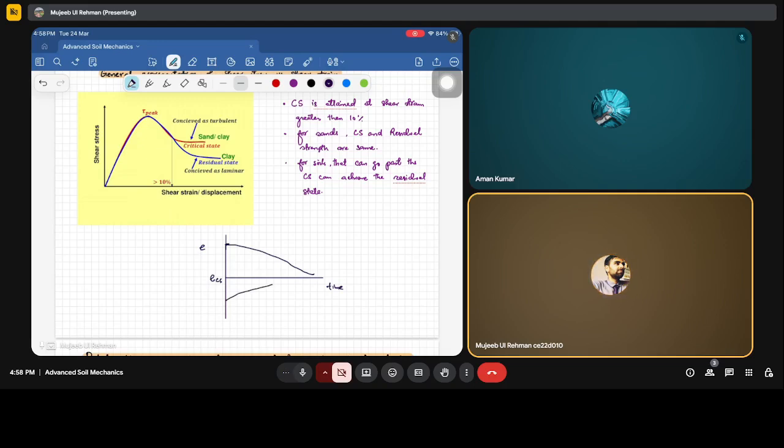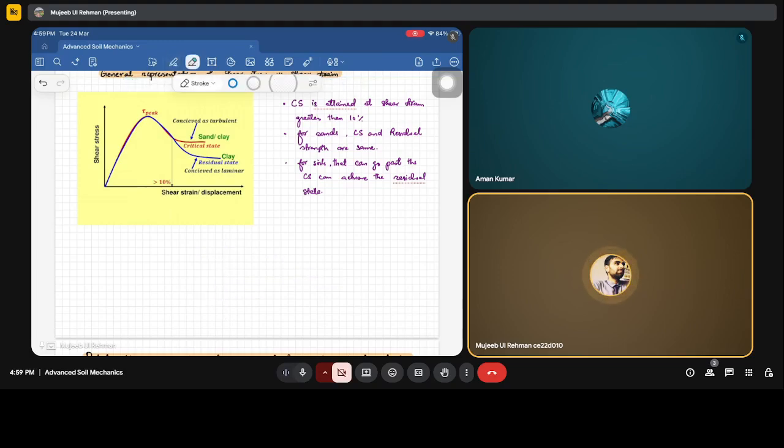Fine. But whether it is e loose or e dense, irrespective of the nature and initial density, whether it is loose or dense, both these soils will reach the critical state. That is the final state a soil can achieve.